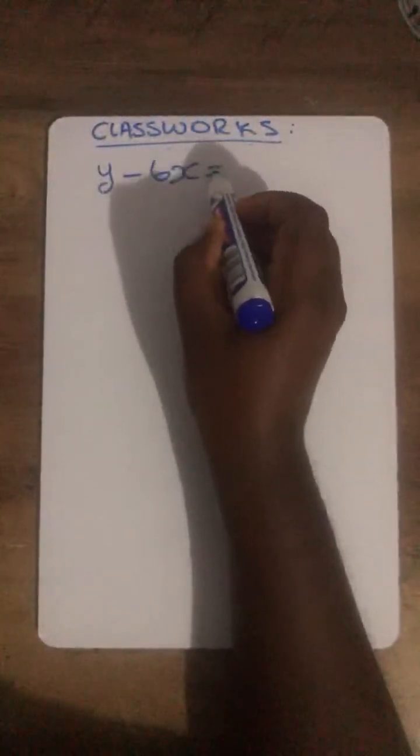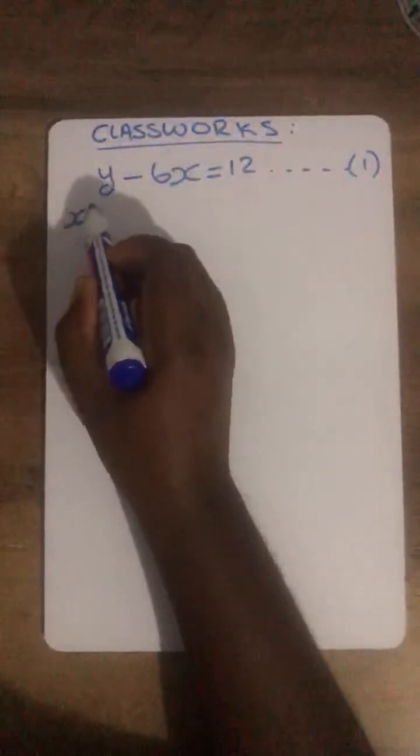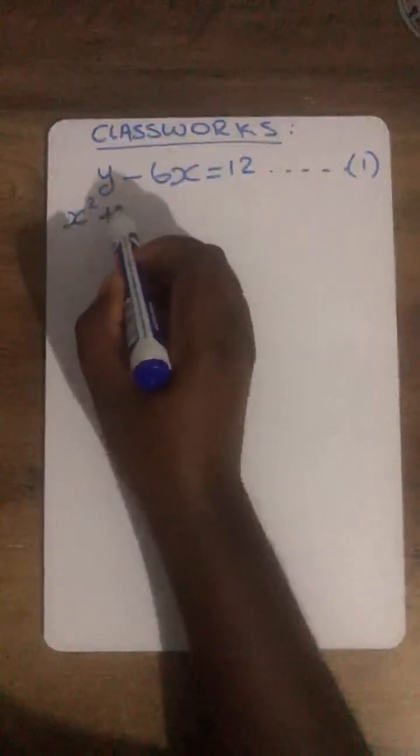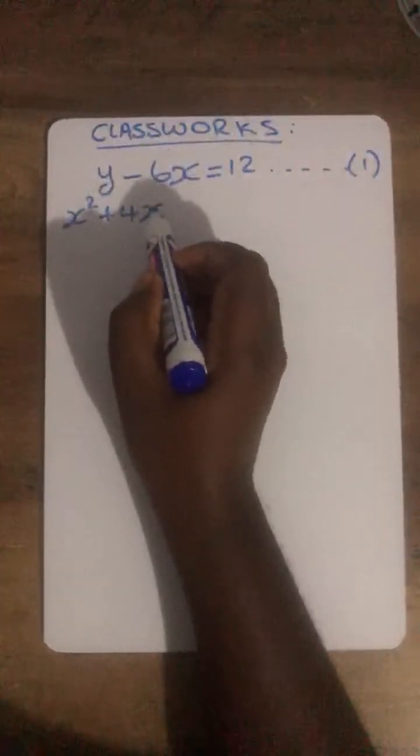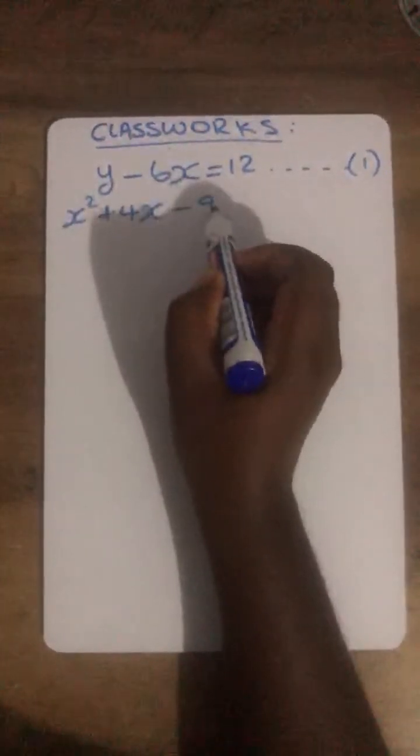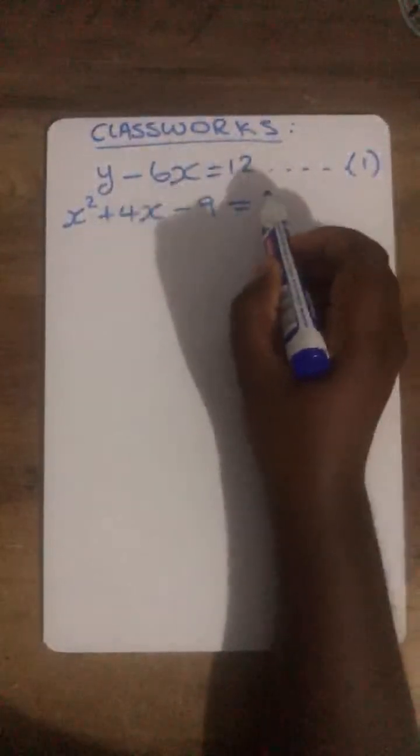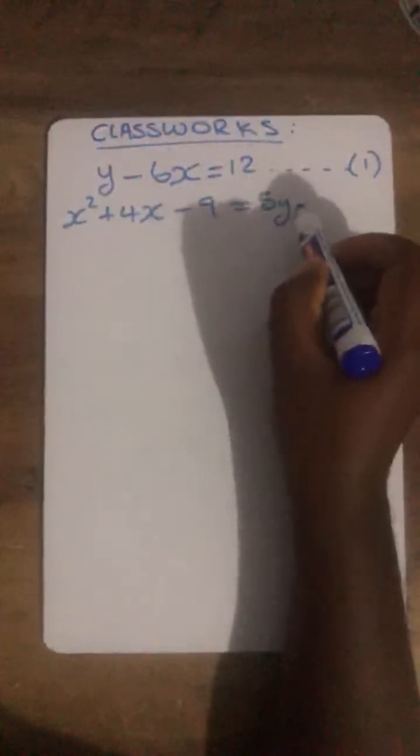And I'm just wondering if I'm even making the pressure worse now. But let's try to work out this one. Let's say you are given x minus 6y equals 12, and let's take this as equation 1. And then let's say you have x squared plus 4x minus 9 equals 5y, and this is equation number 2.